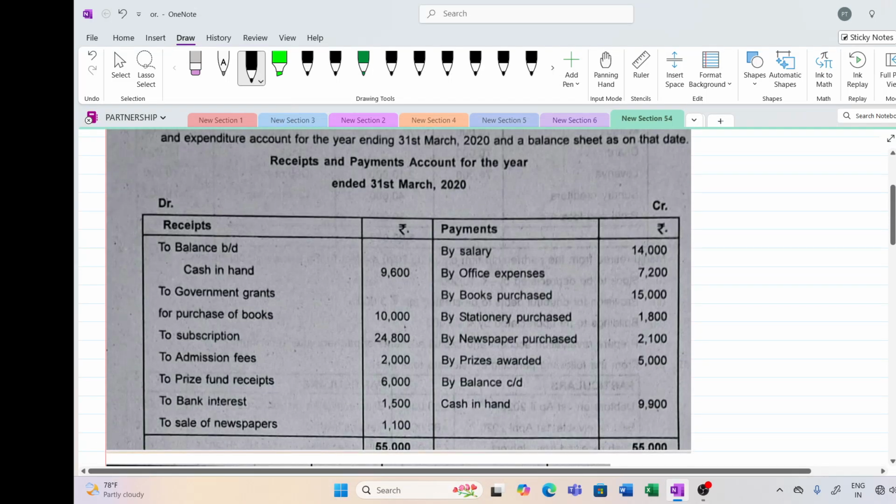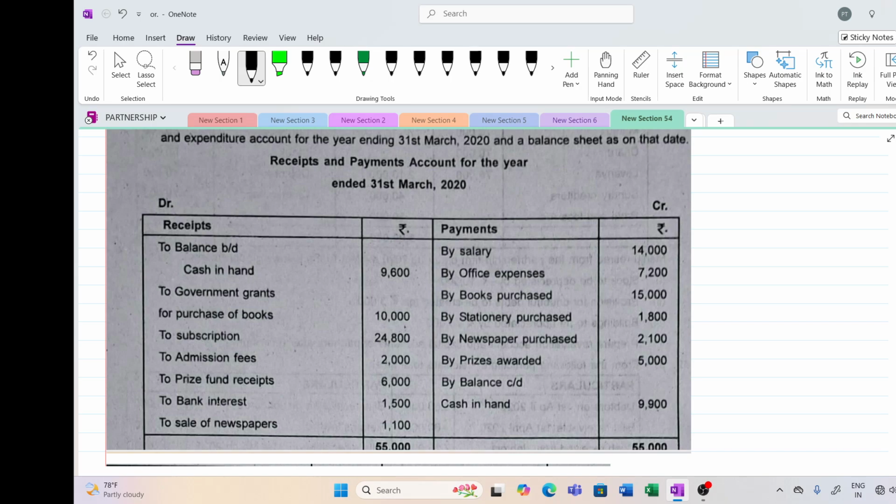Before getting into the sum, you must understand some things while preparing the income and expenditure account. First thing is that in income and expenditure account, you have to record only the revenue items pertaining to the current year alone. No previous year, no subsequent year items are recorded. Second thing is that no capital receipt.